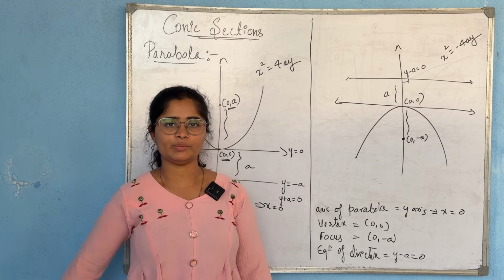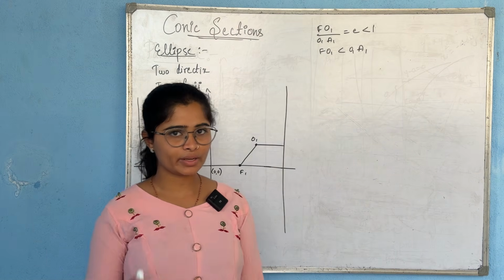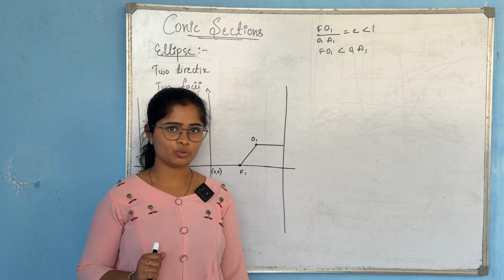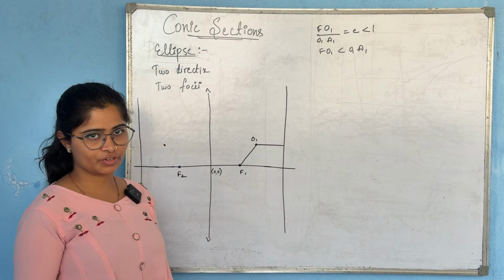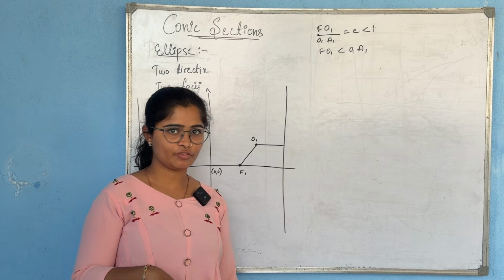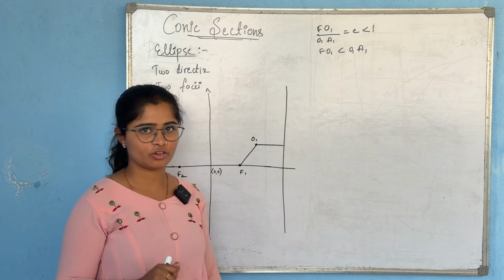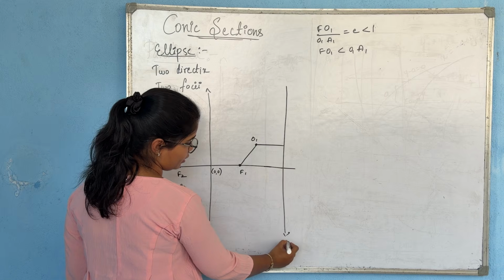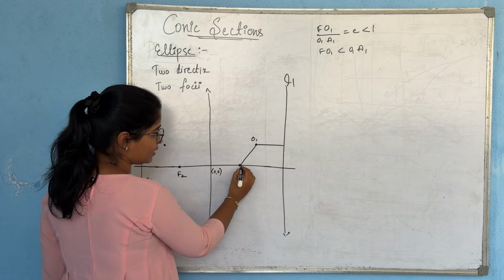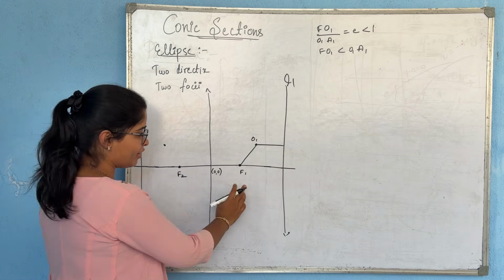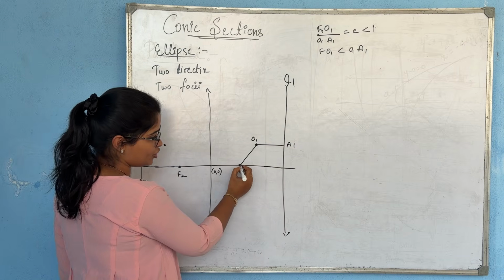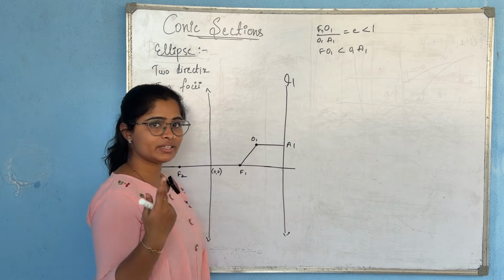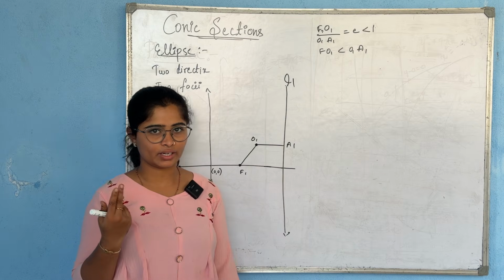Next we will see ellipse. For ellipse, we will be considering two directrices and two foci. I will discuss later why we do so, but before that, let us first use the definition of conic section to construct the definition of ellipse. Let us consider one directrix, let this line be L1, and one focus, let that be F1. Now, the ratio O1F1 divided by O1A1 is called the eccentricity.